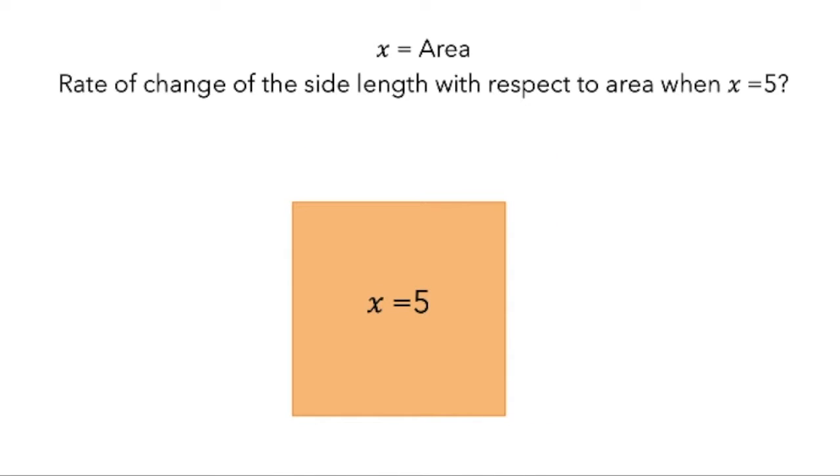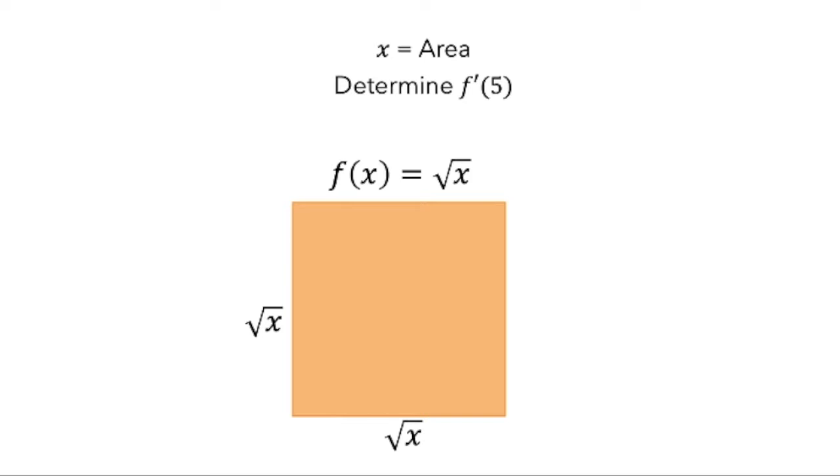So for our original square, we'll let f of x represent the square side length. Then f of x is equal to the square root of x, since the square root of x times the square root of x is x, the square's area. So essentially, our task is to determine the instantaneous rate of change of f of x with respect to x when x equals 5. The first step in doing this is to represent the average rate of change of the square side length with respect to its area.